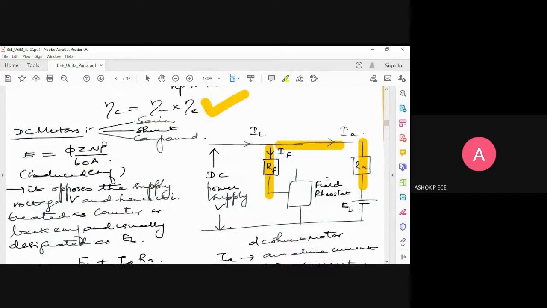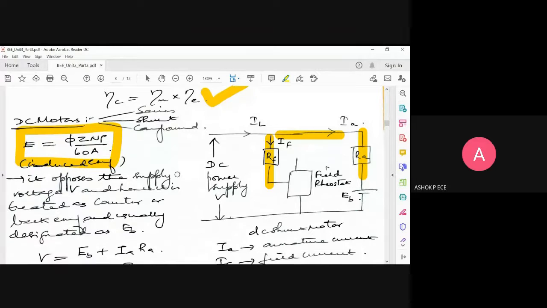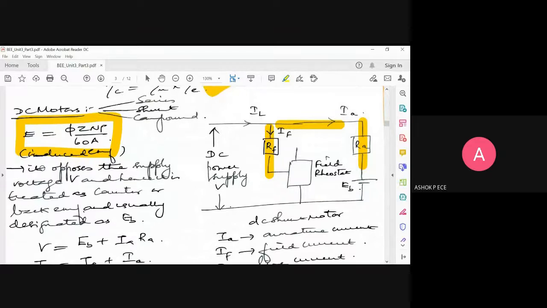Okay, and we know the EMF equation, E is equal to phi Z N P by 60A. This is the EMF equation of a DC machine. E is the induced EMF. Okay, and you know that the induced EMF is always going to oppose the supply voltage V, and hence it is called back EMF. It is denoted by EB. So we will usually denote E by EB.